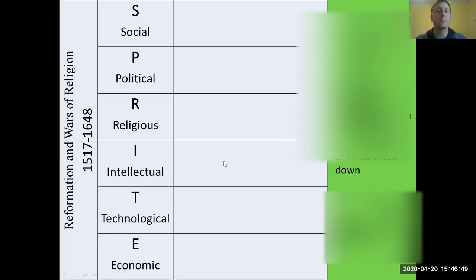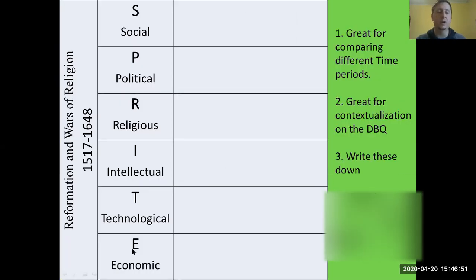So let's get down to it. Again, we're using a sprite format. This is a great way to compare different time periods. You can see I've changed the side over here. The dates are over here as well. Feel free to pause this and start your chart.